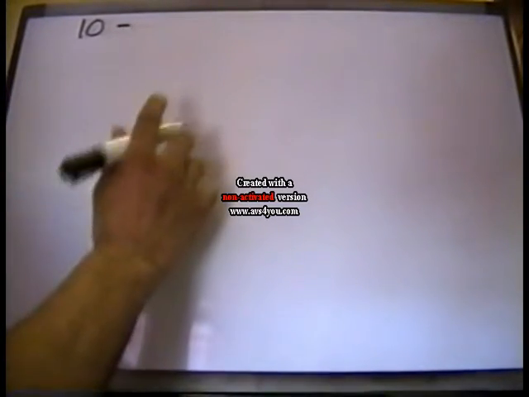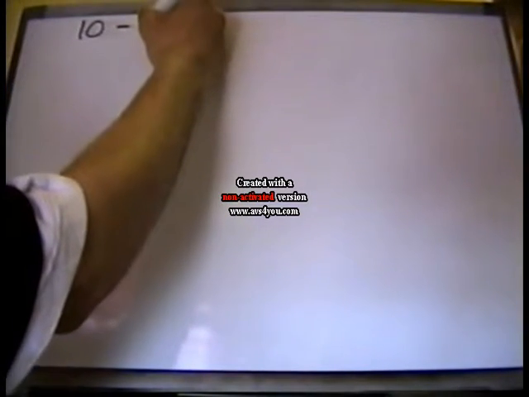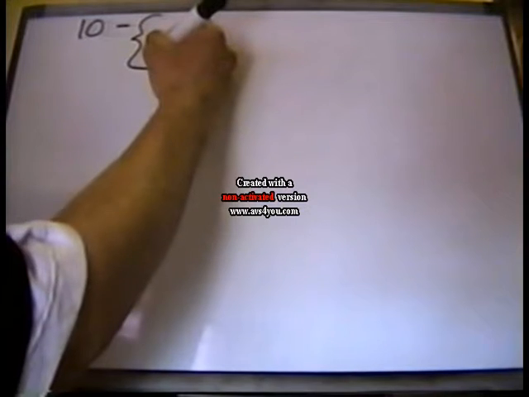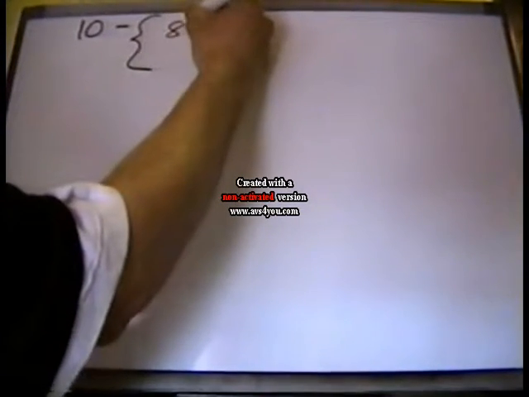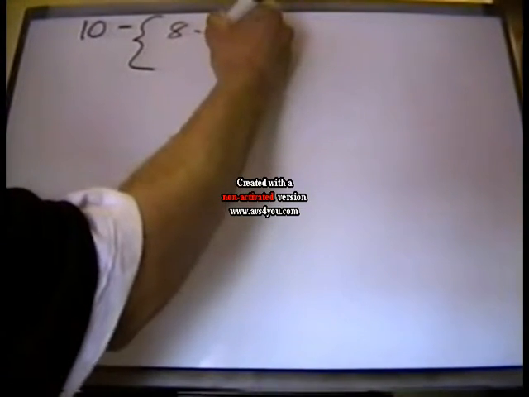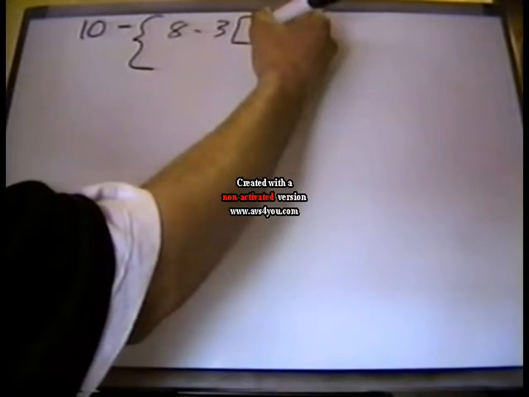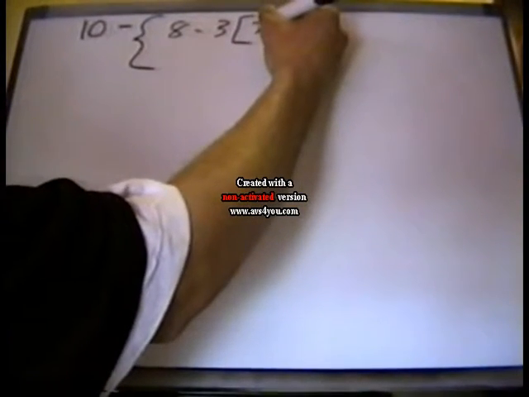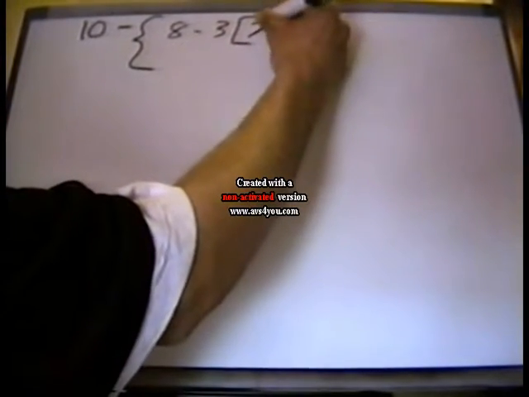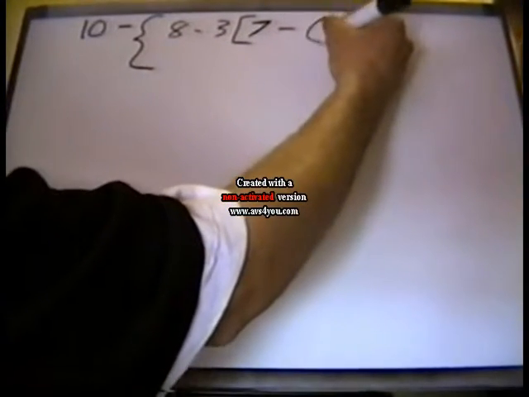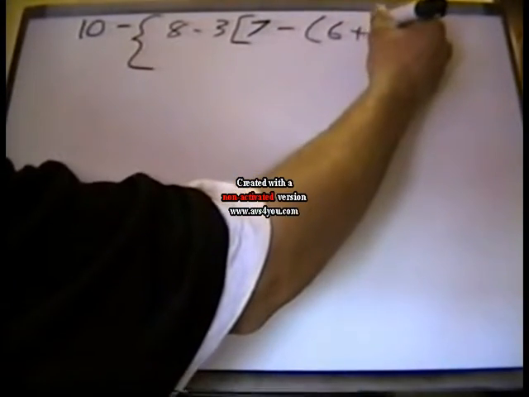Alright, now let's try this. We have 10 minus 8 minus 3. Another bracket here. 7 minus 6 plus 3.